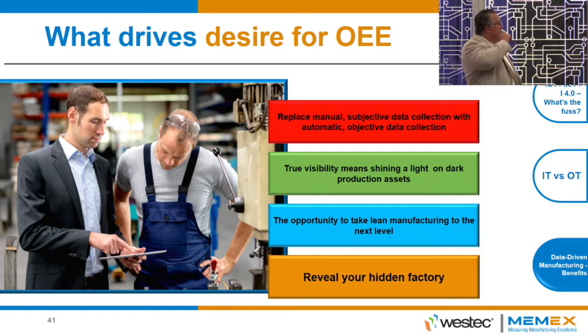What drives the desire for OEE? Well, first of all, we get rid of subjective data collection and replace it with objective data collection. We shine a light on dark assets, so we actually can see the entire factory full of equipment from one dashboard or multiple views of the same dashboard. And the biggest one, I think, is we reveal a hidden factory, because if you buy the stat that I gave you earlier that said most manufacturers think they're 65% and they're actually 35%, if we get them to 65 to 70%, that's like finding an additional entire factory full of capacity.